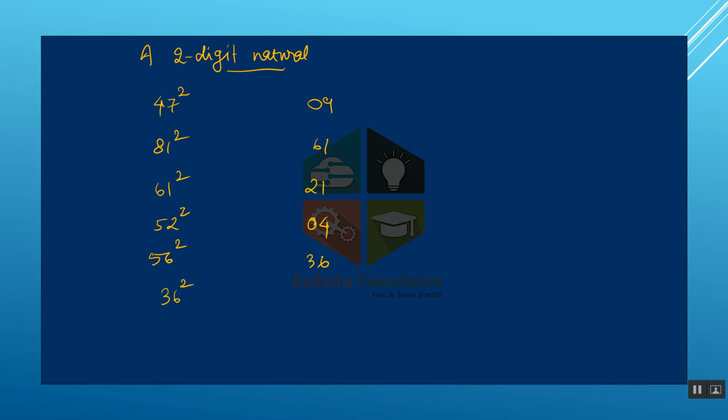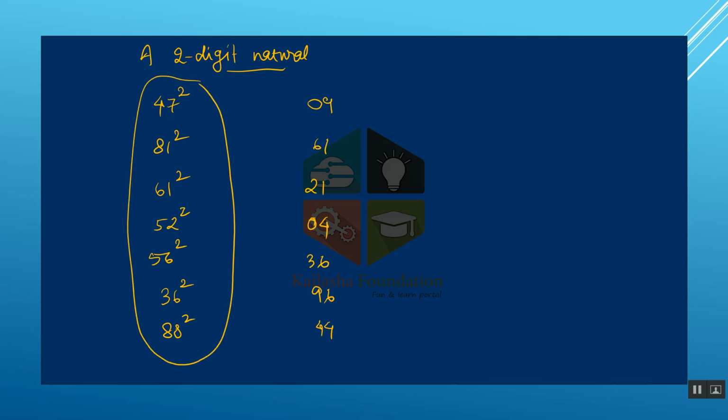36 square itself, we know 1296, or we can do 50 minus 14, that is 14 raised to the power 2 is 196. Last two digits are 96. Last two digits of 88 square is basically 100 minus 12, so 12 square is 144, so last two digits are 44. Okay, in case of two digit naturals, we can find the squares or power 4 like this. Okay, so this was the topic, last two digits.